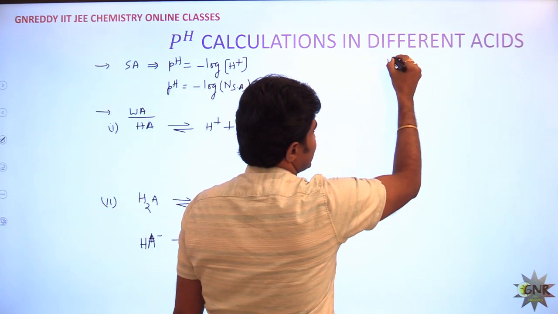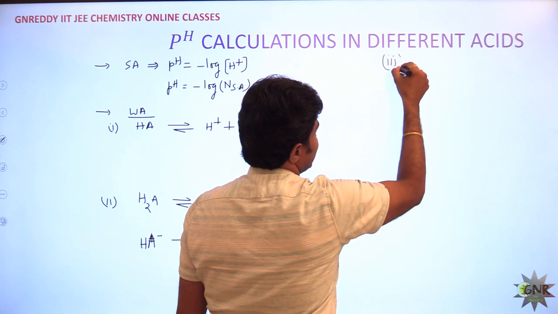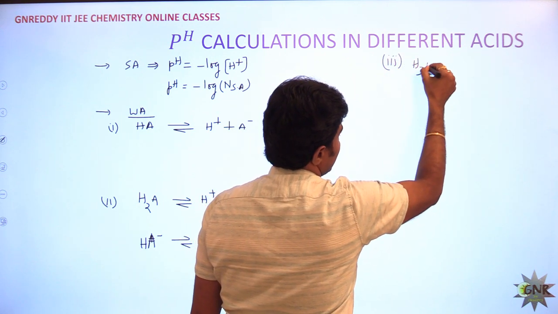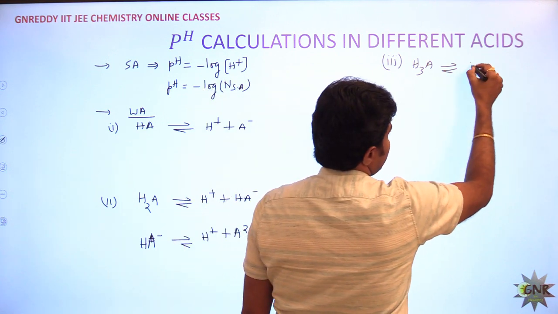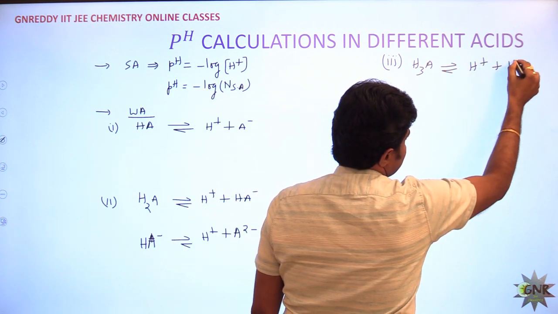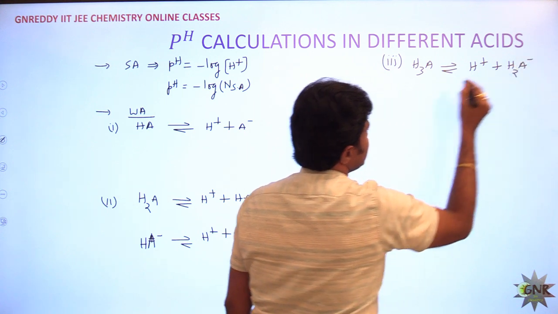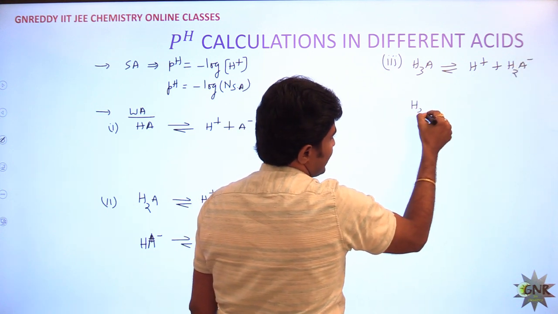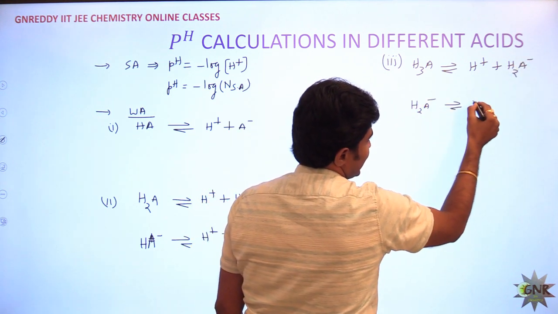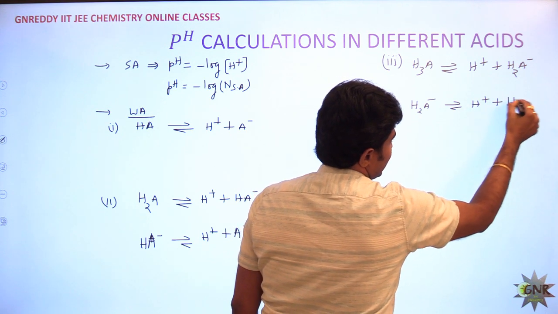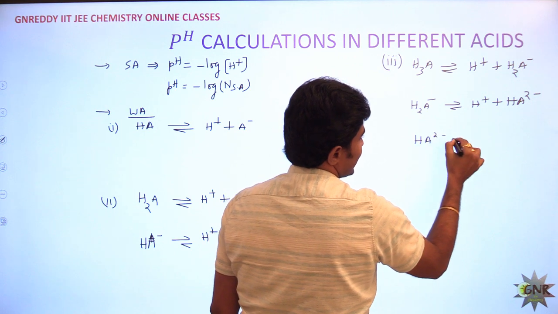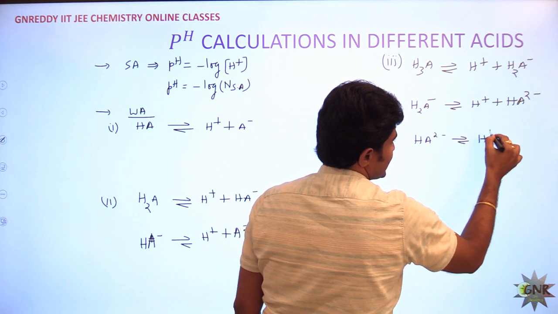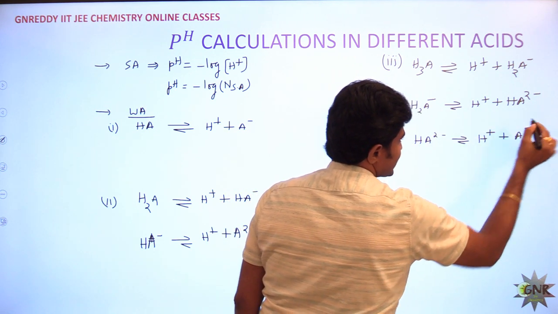Similarly, the third one is a weak triprotic acid, the H3A model. So it will give 3 dissociations, 3 protons: H plus plus H2A minus, and this H2A minus on dissociation again gives H plus plus HA2 minus, and HA2 minus again on dissociation gives H plus plus A3 minus.